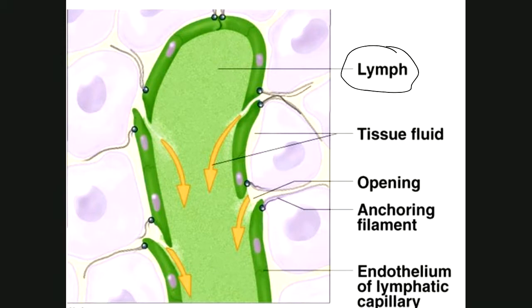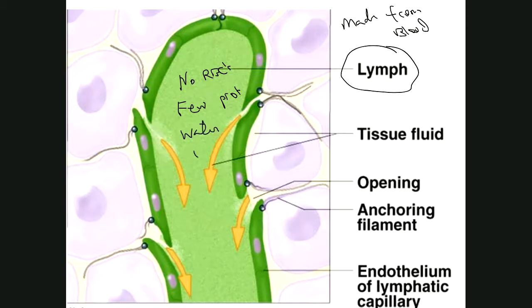So lymph is made from blood, and so it's similar to blood in a lot of ways. But it has no red blood cells. It does have white blood cells and platelets in it, but no red blood cells. And it has few proteins. There's less protein than there is in the blood. But everything else that's in blood is in here. So it's got a lot of water, a lot of ions, a lot of nutrients and waste products, and a lot of gases in it. It's almost identical to blood plasma, except it has less protein.